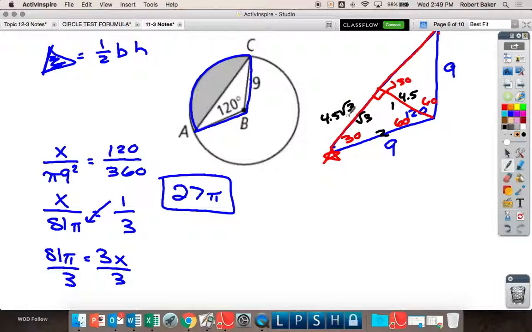Okay? So, 4.5 square root of 3 is this length, and then CPCTC says how long is this length? 4.5 square root of 3. So if you add them together, 4.5 square root of 3 plus 4.5 square root of 3 is how many square roots of 3? 9 square roots of 3. So we have just stumbled upon the fact that our base is 9 square roots of 3.